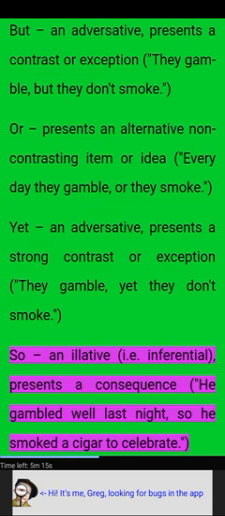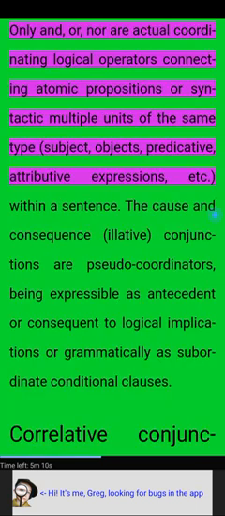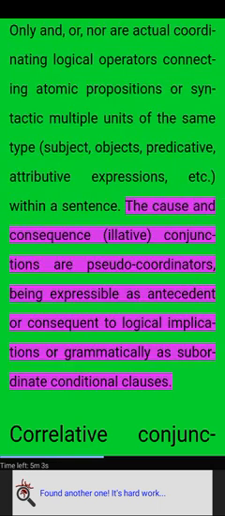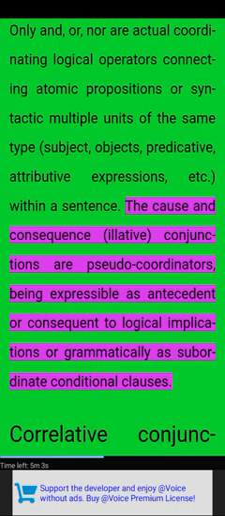So, an illative, i.e. inferential, presents a consequence: he gambled well last night, so he smoked a cigar to celebrate. Only and, or, nor are actual coordinating logical operators connecting atomic propositions or syntactic multiple units of the same type, subject, objects, predicative, attributive expressions, etc. within a sentence. The cause and consequence relative conjunctions are pseudo-coordinators, being expressible as antecedent or consequent to logical implications or grammatically as subordinate conditional clauses.